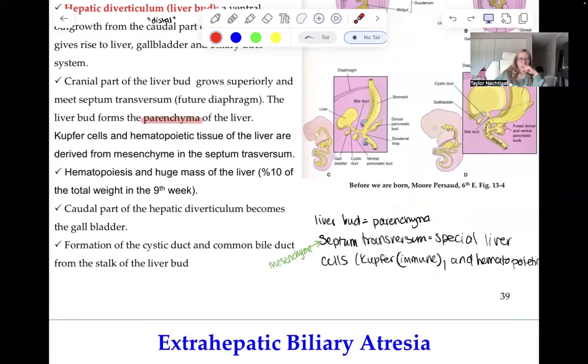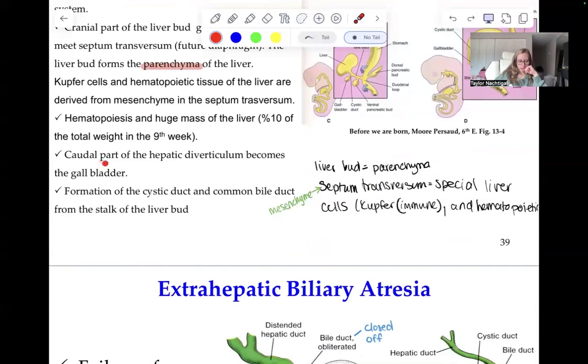The liver is a huge mass at this point. It's 10% of the total weight of the baby. So huge, because the liver is so important, right? In processing nutrients, it makes sense that you would want to have this structure really developed early on as the fetus is starting to, well, it has been the whole time, but the fetus is getting nutrients from the mother. So it needs to be able to start making enzymes and dealing with nutrients in appropriate ways, etc.